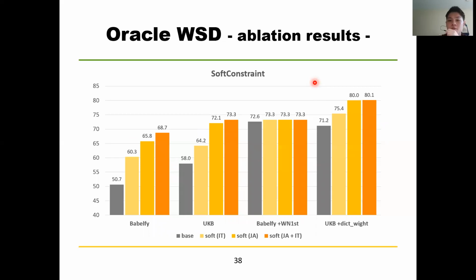We also perform additional experiments, and these results show that by combining Italian and Japanese translations, we can get further improvement compared to using translations from only a single language.